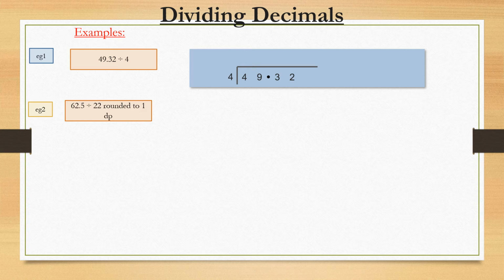So we start: 4 divided by 4 is 1. 1 times 4 is 4, so nothing is left. 9 divided by 4 is 2. So 1 is left because 9 minus 8 is 1. Then you have 13. So 3 times 4 is 12. 1 is left. And at the end, 3 times 4 gives you 12. So we have finished this one.